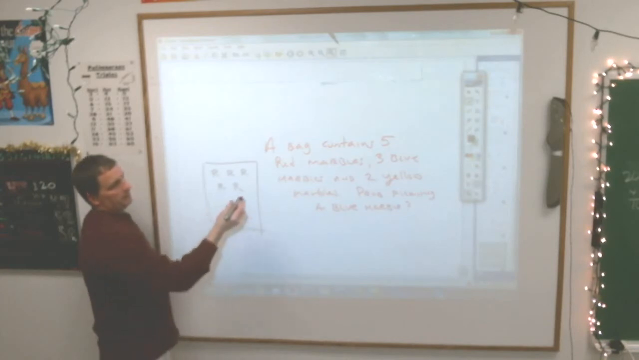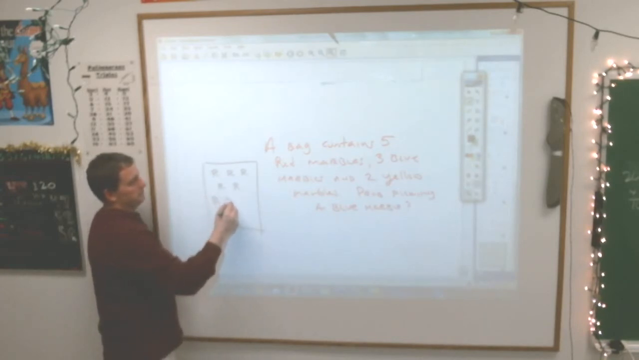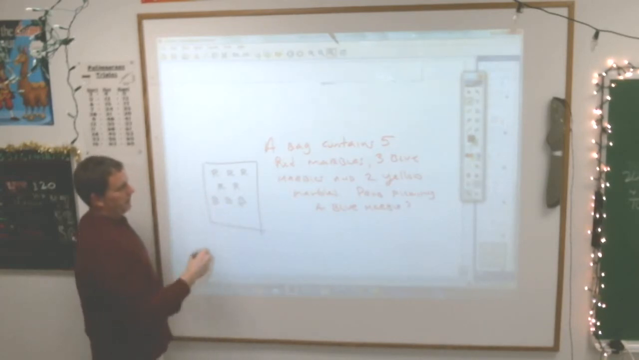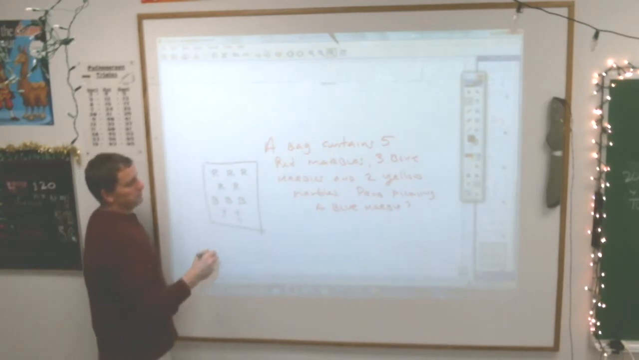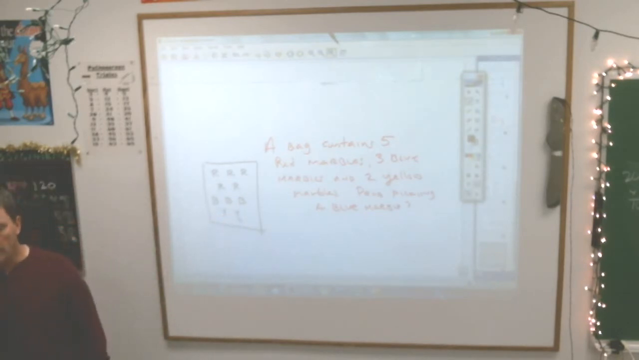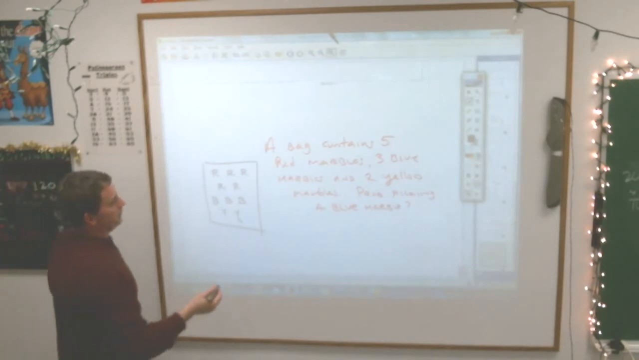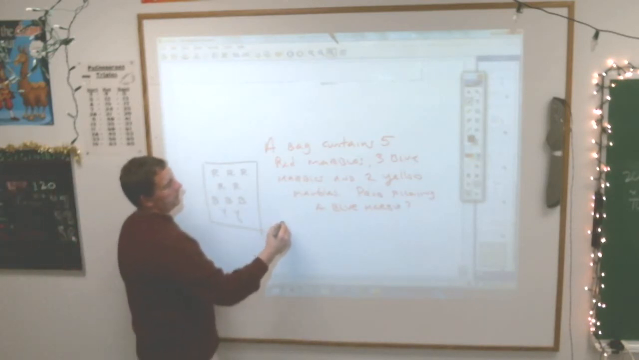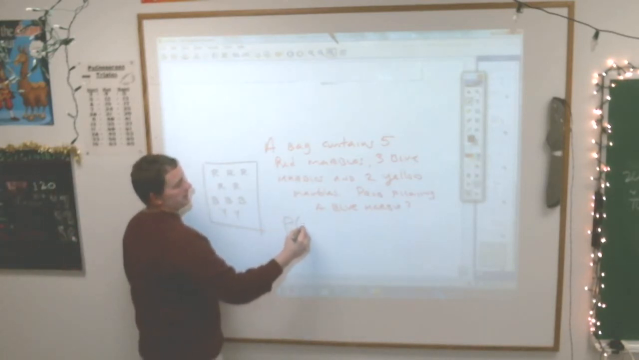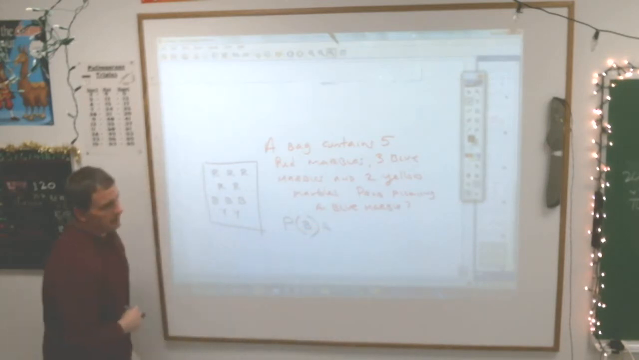And then I have 3 blues. And I have 2 yellows. Okay, and that would be what I'd want to see. And then you would write down this. What am I looking for? The probability of picking a blue marble. So you put the capital P with the letter B and then an equal sign.